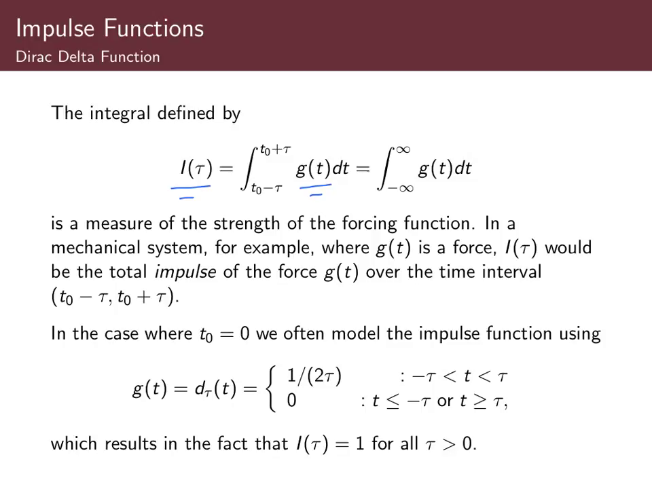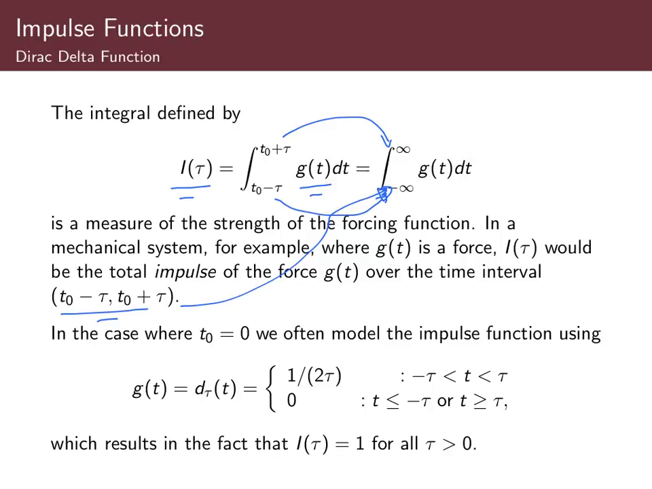In the case of a mechanical system, for example, where g is a force, I of tau would be the total impulse of the force over the time interval t naught minus tau to t naught plus tau. Because g is meant to be zero outside of that interval, there is no adding or subtracting by letting the limits be negative and positive infinity, because you're just adding zero there.